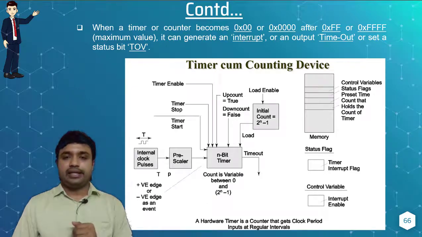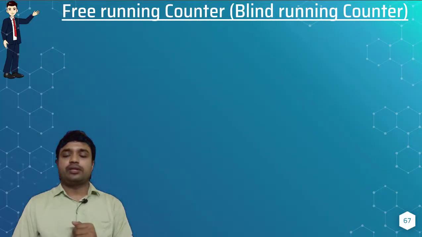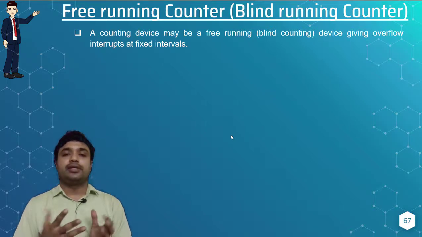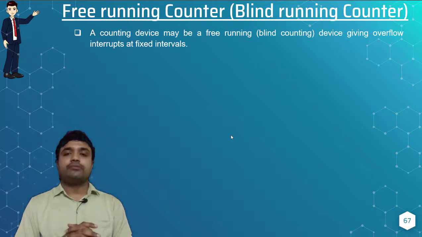Okay, and next is a free running counter, otherwise known as a blind running counter. What is the difference between a normal counter and a blind running counter? A counting device may be free running or a blind counting device giving overflow interrupts at fixed intervals. That means this particular counter register is not operating with predefined conditional values. So automatically it is going to generate overflow interrupt outputs.